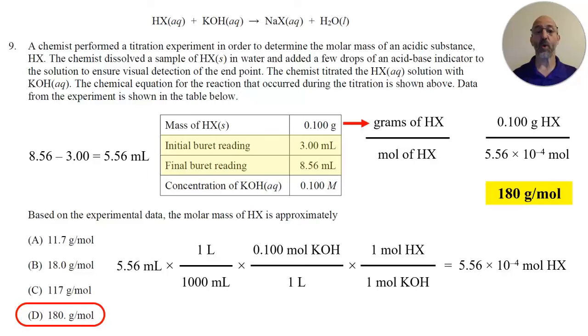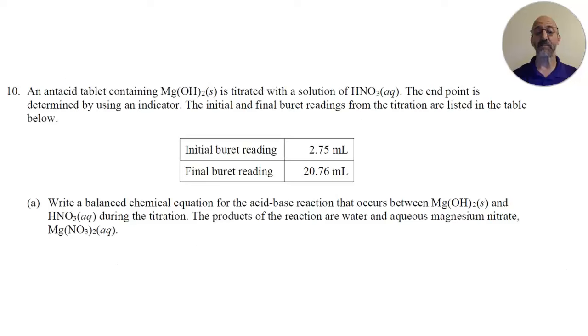There's only one more question in this packet. It's also another example of an acid-base reaction, but what I like about question 10 is that it's not a 1-to-1 mole ratio between the acid and the base, and I think it's important that every so often you realize that not every acid-base reaction will be 1-to-1 in terms of the mole ratio. All right, let's go ahead and take a look at question 10.